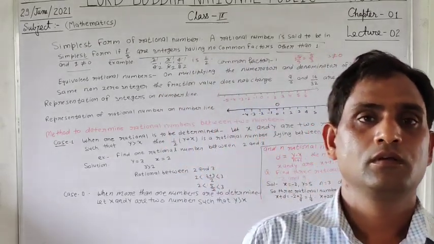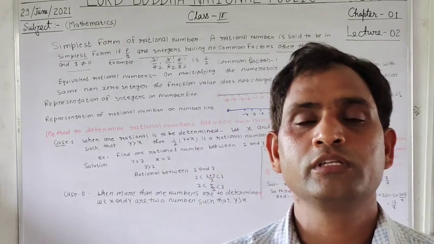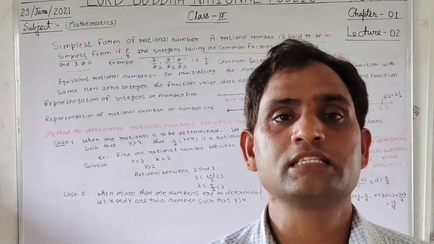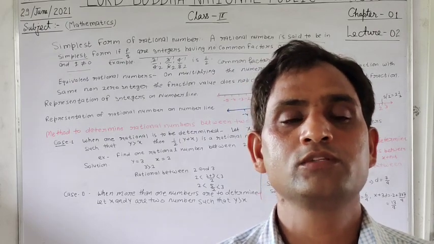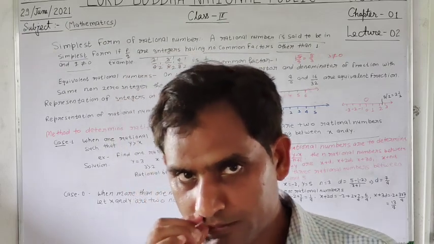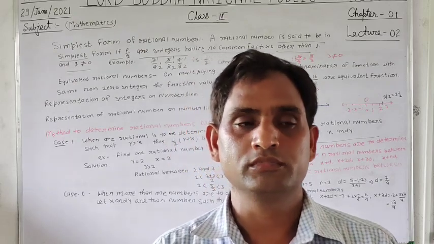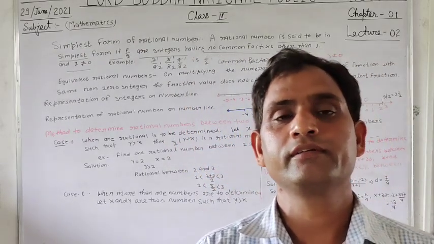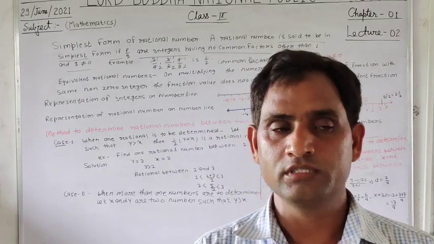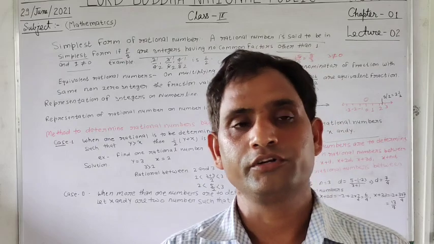As in the previous lecture, we have learned about natural numbers, whole numbers, integers and rational numbers. Let us review. All counting numbers are the natural numbers. One is the smallest natural number and there is no largest natural number. The notation of natural numbers is capital N. After that we learned whole numbers. 0 together with natural numbers are known as whole numbers and it is denoted by capital W.